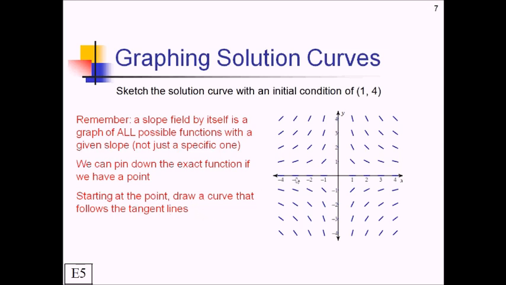So for example, if we have the point 1, 4 like they've given us here, we're going to start up here at 1, 4, and then we're just going to follow these tangent lines until we get from that point to the other end of the graph. So follow the tangent lines just as best you can and call it a day.